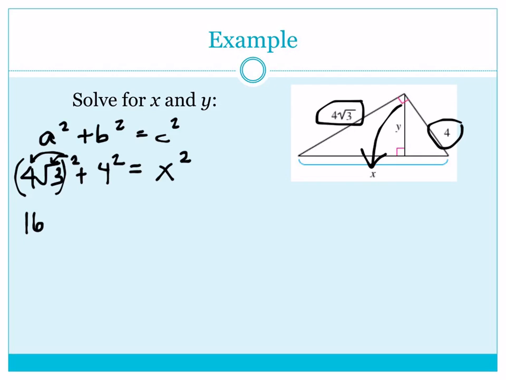This makes this 16 times square root of 3 times square root of 3, which is 3, plus 16 equals x squared. 16 times 3 is 48, plus the 16 that's already there is 64. And so we find out that our x squared is equal to 64, meaning our x is 8. And there aren't any units on this one, so we just have 8 for x.